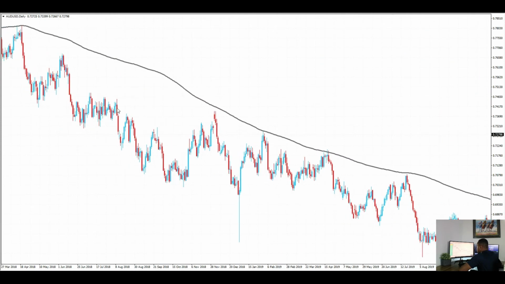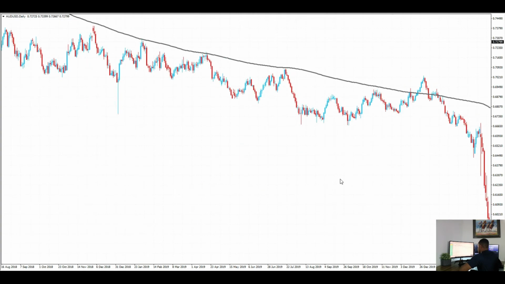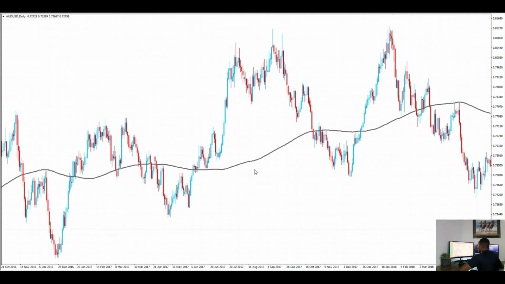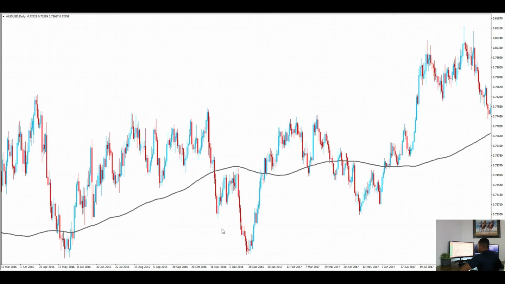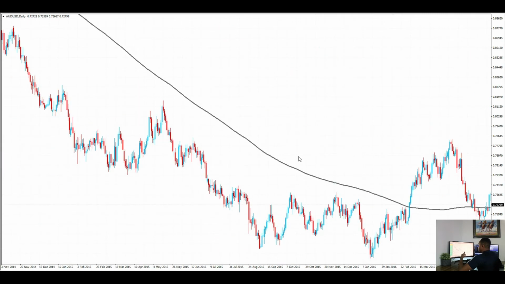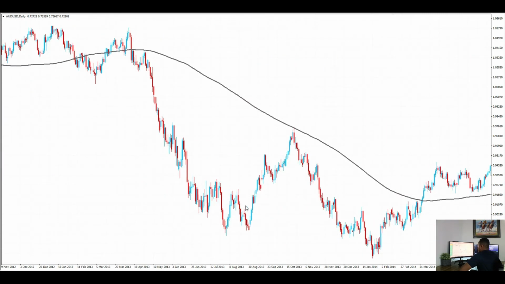You can see every time we push it further away, we came back to it. You can see that all throughout the market, pushed away, came back to the 200 moving average. So you can see that throughout the whole market, we do normally come back to go and test the 200 moving average.